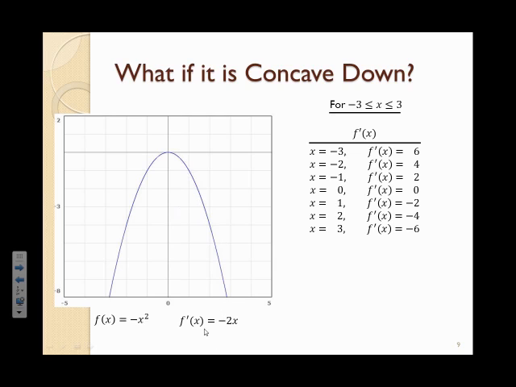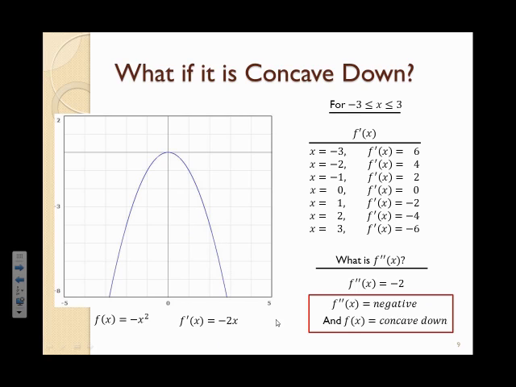But if we take the second derivative, the derivative of the first derivative, we get minus 2. Minus 2 is, of course, negative, and it's minus 2 for every point along this particular curve. And we notice that f of x is concave down over the entire curve. So we can put these two together and say that if the second derivative is negative, then it's going to be concave down.